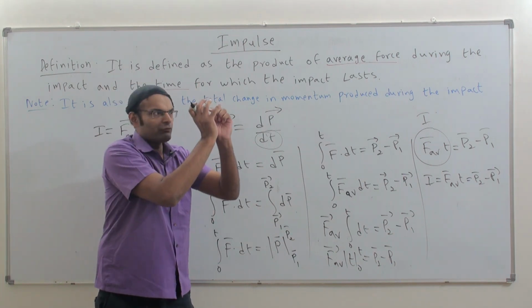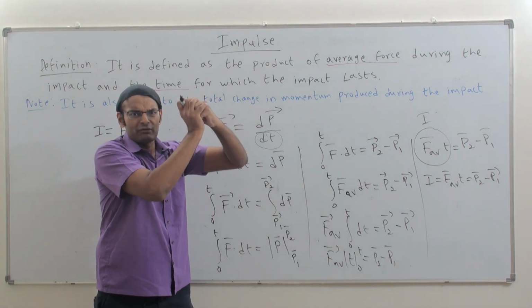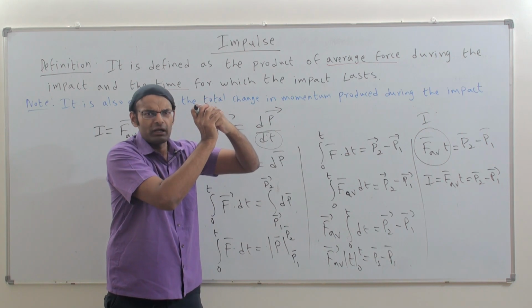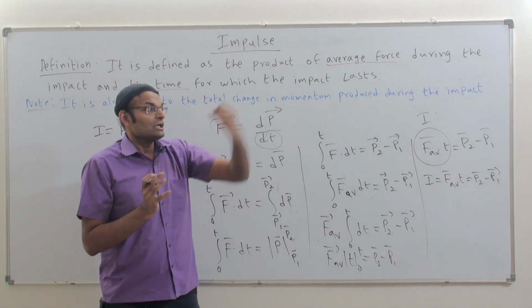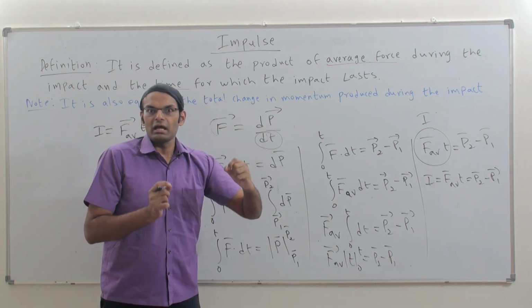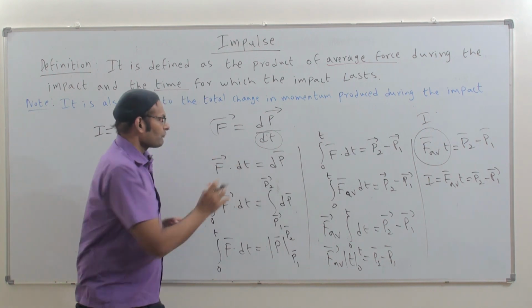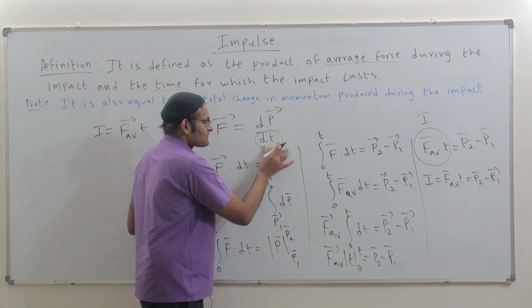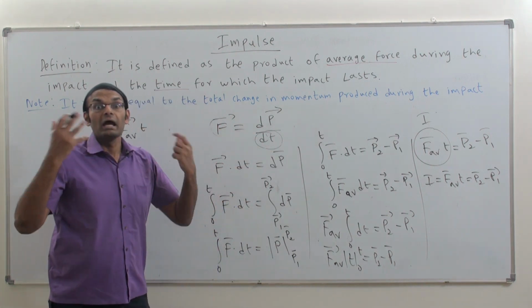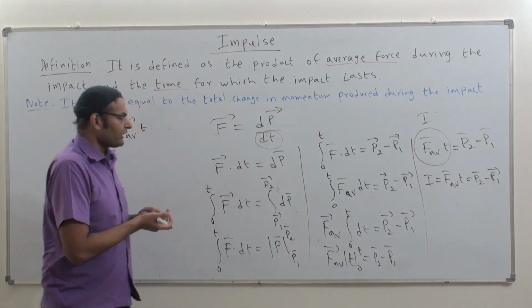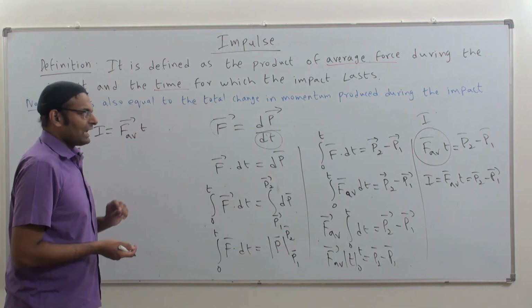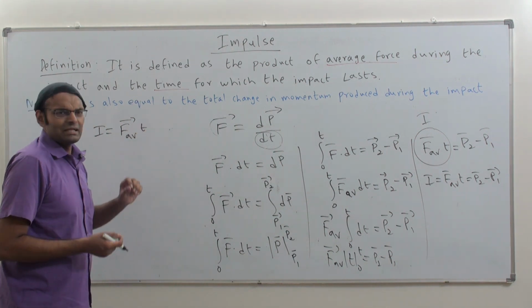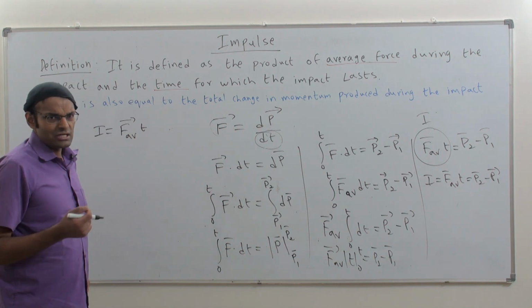Because if the ball comes and I hold my hands at this position without pulling down, the ball comes to rest in a very short time, and the time is less, so the force of impact would be high. Okay, are you getting the point? Now let's see. I'll solve a problem to help you understand this concept.